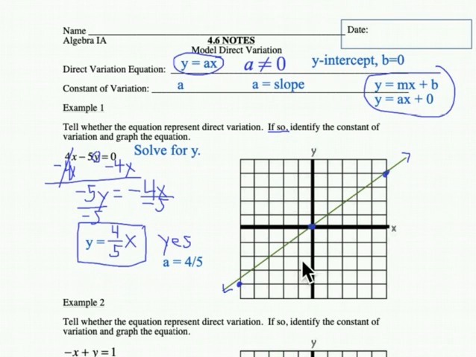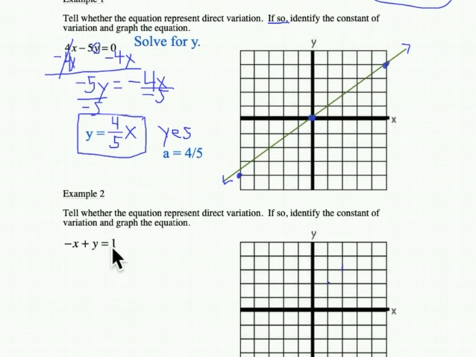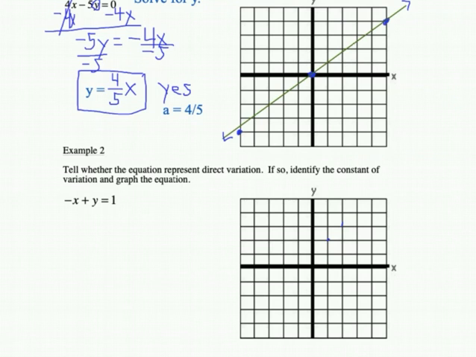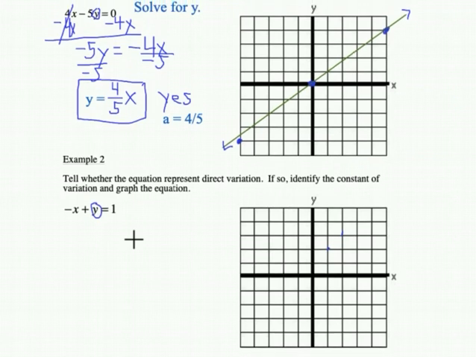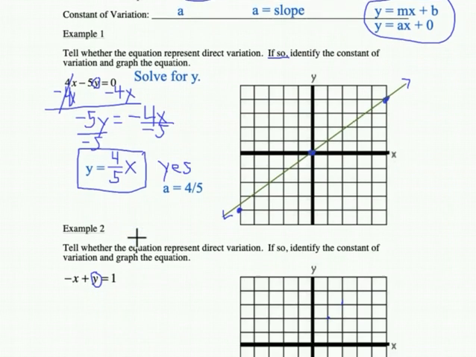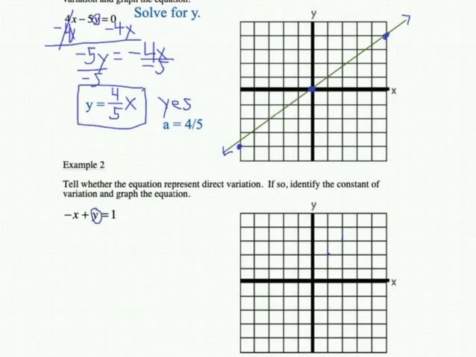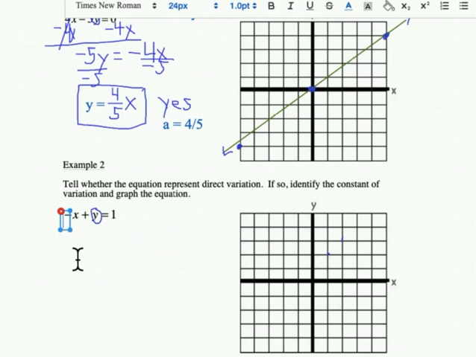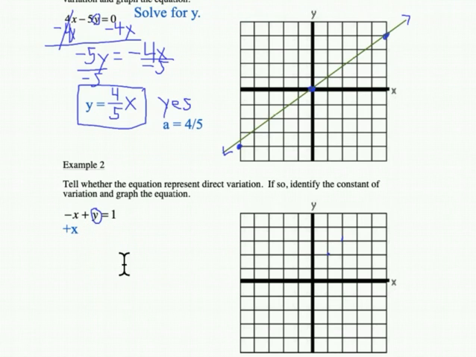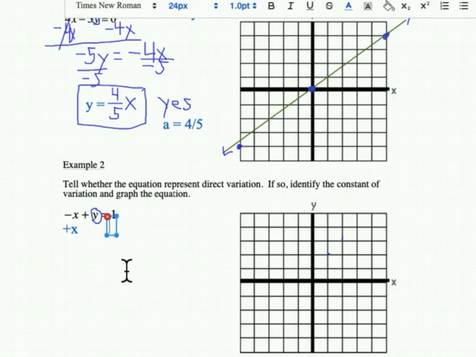Okay, so let's go to example 2. Let's determine whether this equation represents direct variation. Remember that in order to do that, I'm going to need to get this variable y alone on one side of the equation. So the first thing I'm going to do to each side is add x to each side of the equation. Add x to this side. Let me pull that down a little bit. And I'm also going to add x to this side of the equation as well.